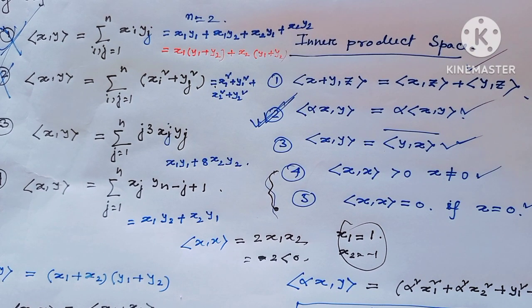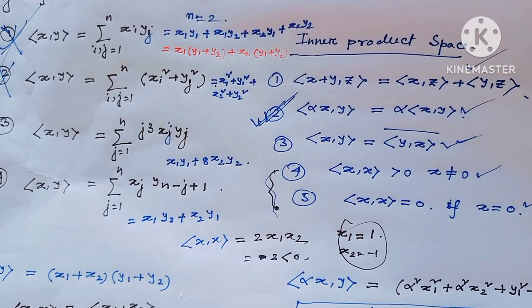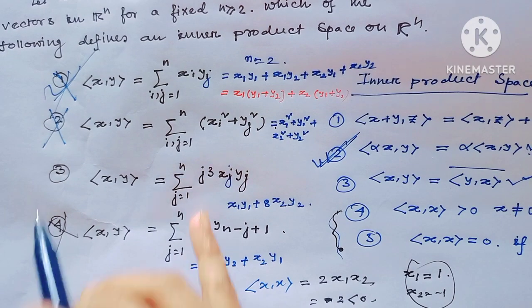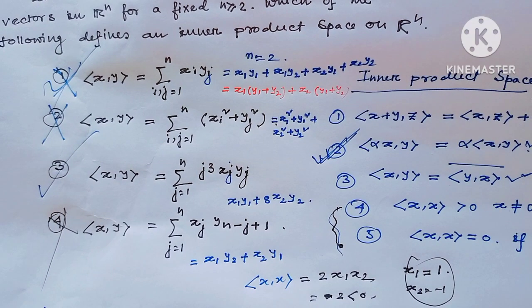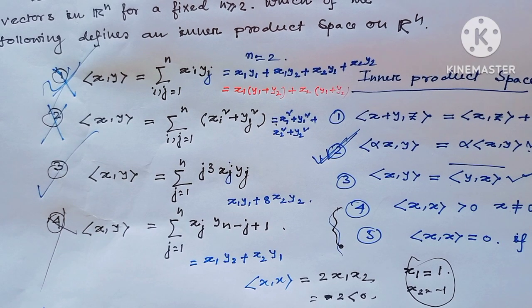Therefore, the positive definite part has broken here. So the fourth option is also a wrong option. This cannot be an inner product. That means option 3 is the only right option. Just check it yourself; it will satisfy all the properties of an inner product.